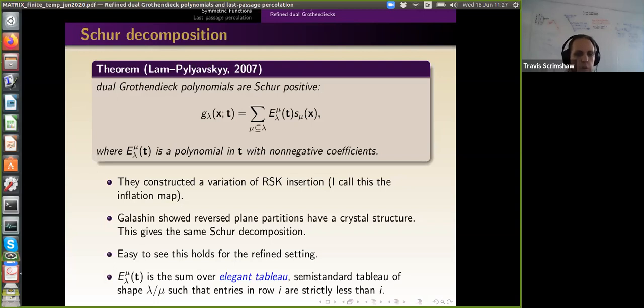So what are these coefficients? Well, they are basically semi-standard Young tableaux of a skew shape now of lambda minus mu. But you have this additional flagging condition where the entries that appear in row i all have to be strictly less than i. As a consequence of this, we have to have that mu_1 is equal to lambda_1 in order for there to be an eligible tableau, because we can't have any entries in the first row because we have to fill it with positive integers.